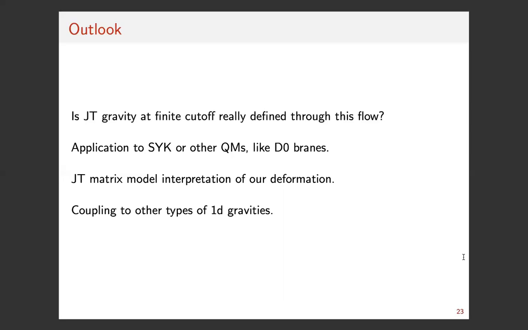Another interesting point that I didn't touch upon very much is coupling to other types of gravity. One example is the worldline that I mentioned briefly. But you could consider other types of gravity theories, and maybe you can learn about those type of deformations in a more general sense and help you understand gravity in some sense. That's basically it. Thank you.